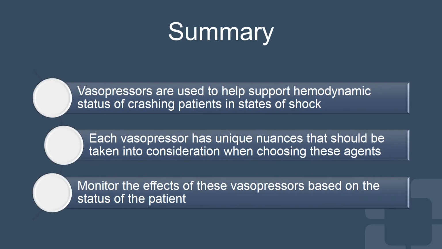So in summary, vasopressors are used to help support hemodynamic status of crashing patients in states of shock. Each vasopressor has unique nuances that should be taken into consideration when choosing these agents, and to monitor the effects of these vasopressors based on the status of the patient, really looking at the clinical picture. How's their mental status doing? How's their urine output doing? How are their oxygenation requirements? What's their cap refill look like?